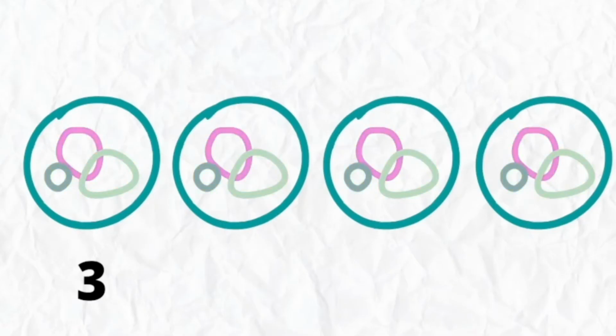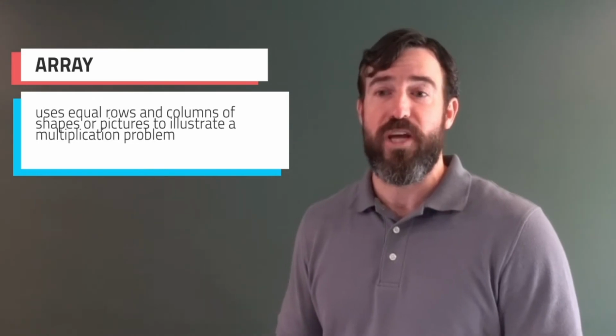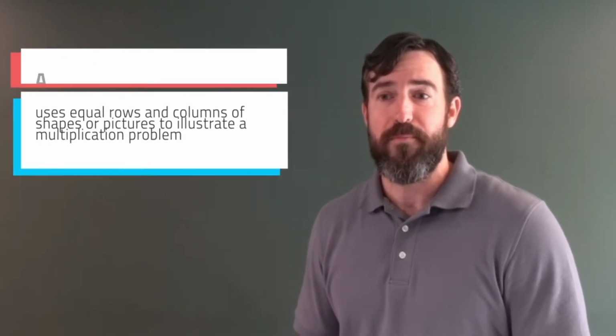Now we can count by 3s 4 times. Let's do that together. 3, 6, 9, 12. So we ordered 12 hot dogs all together. We can use the same concepts with a different strategy and a model called an array. An array uses equal rows and columns of pictures or shapes to illustrate a multiplication problem. Each row in an array represents a group. Now, number of items in each row represents the size of the groups.